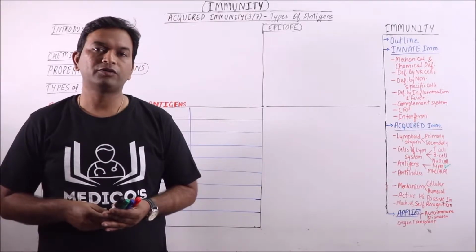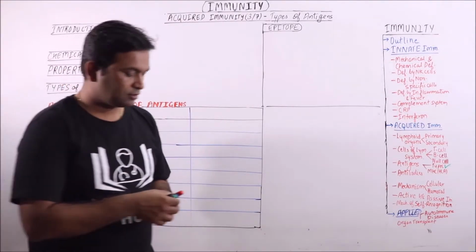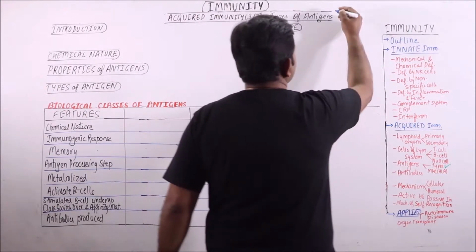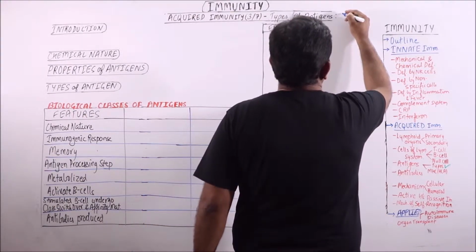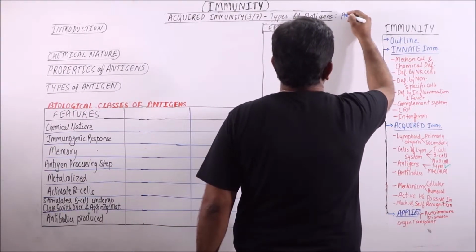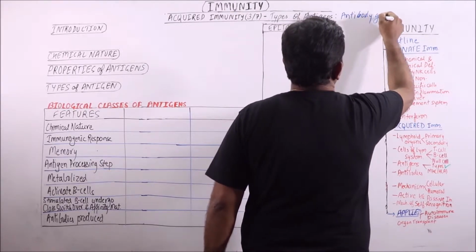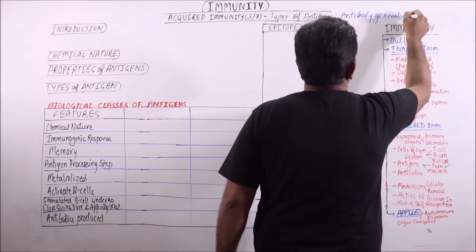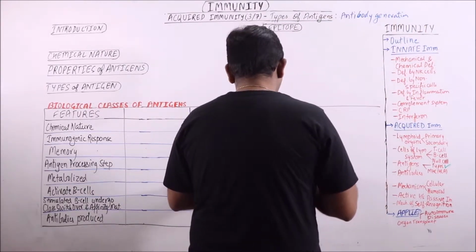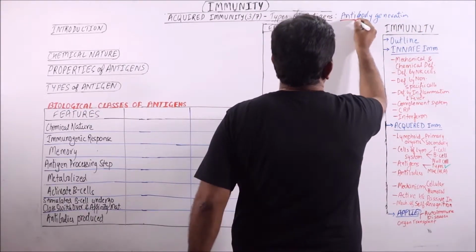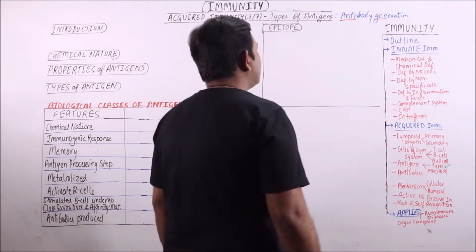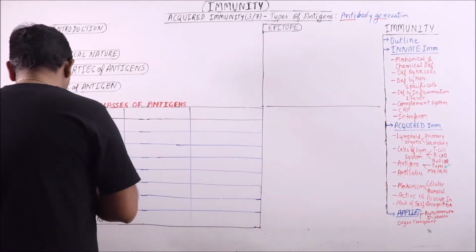In this video we are going to discuss about the antigens. First of all, what is antigen? Anything that stimulates antibody generation can be termed as antigen. So antigen is antibody generating substance.